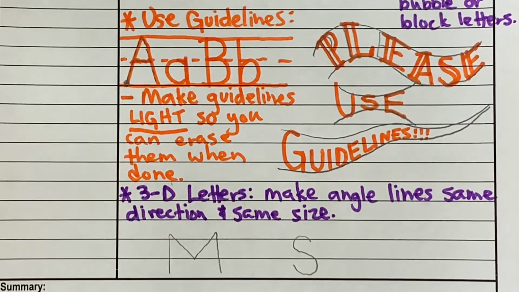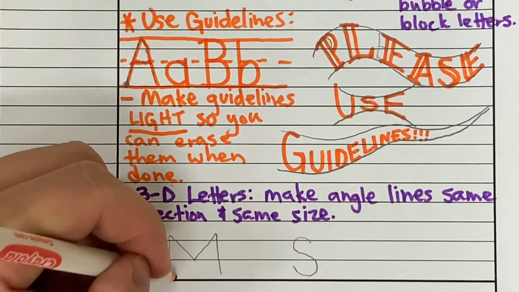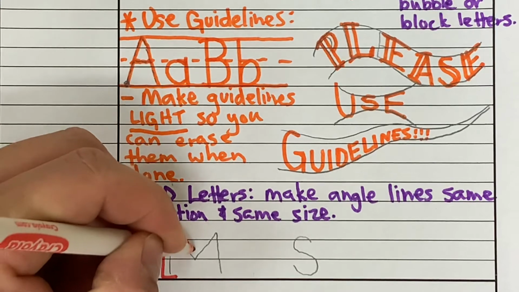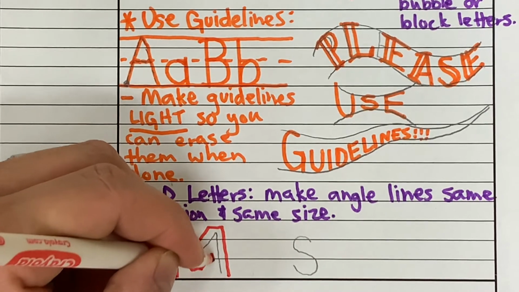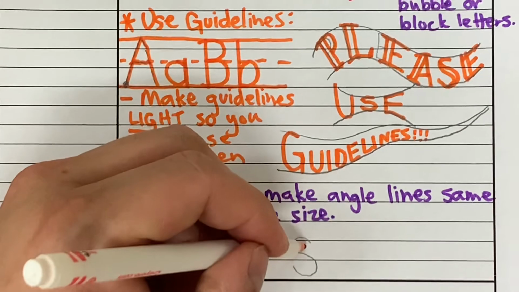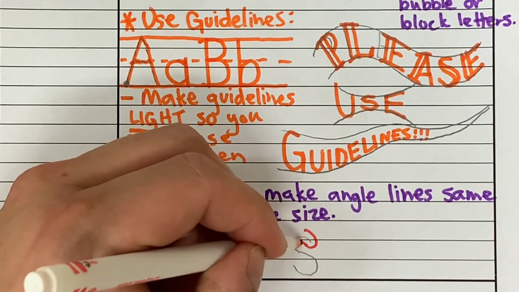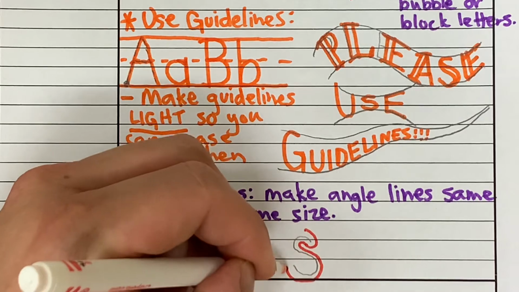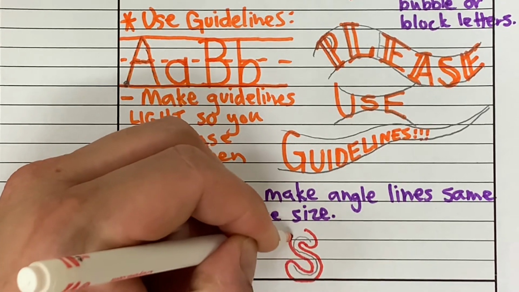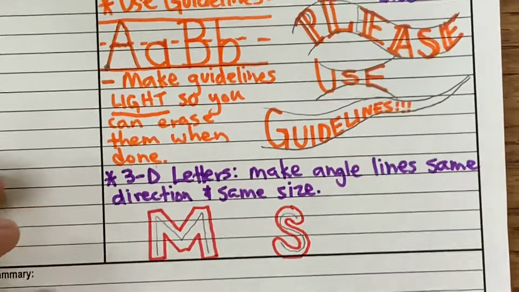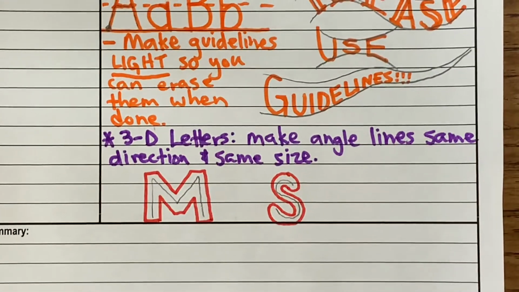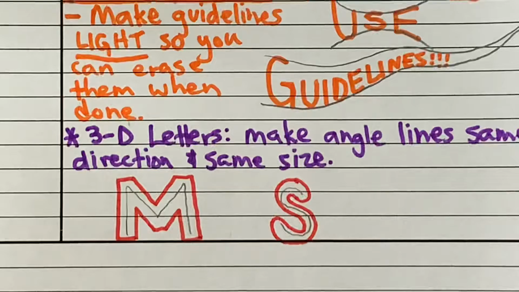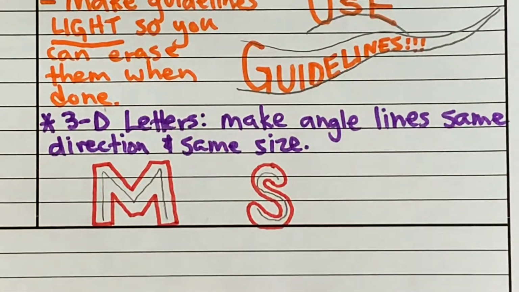So I'm gonna use red. So here's my M. Then my S. Boom, there's my S. We're talking about making angles. It says make angle lines the same direction and the same size. So this is what we mean by that.